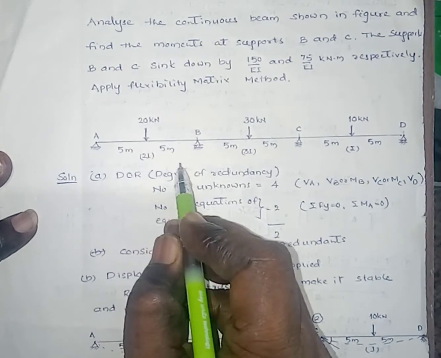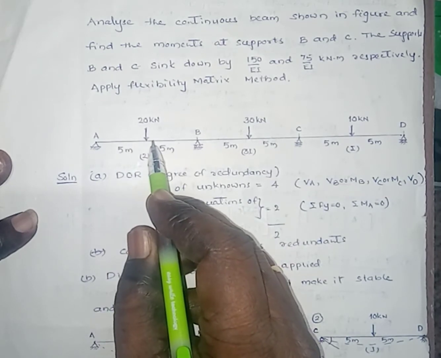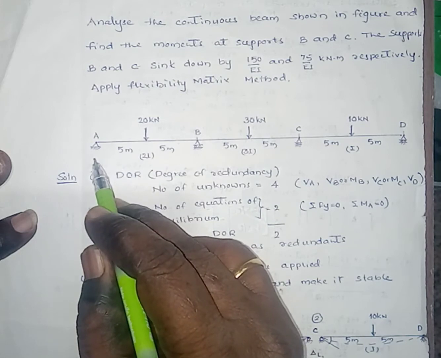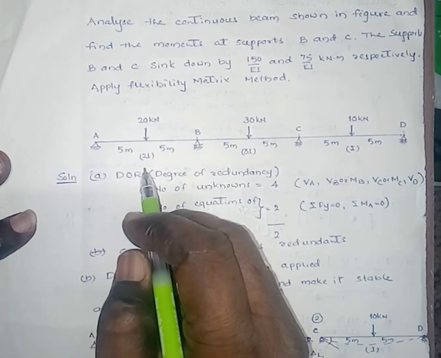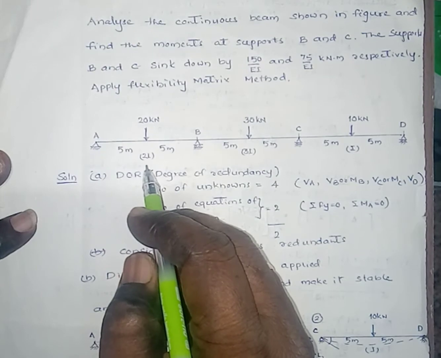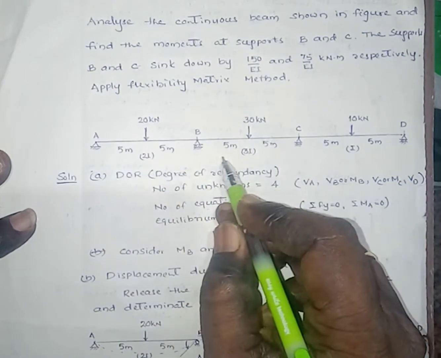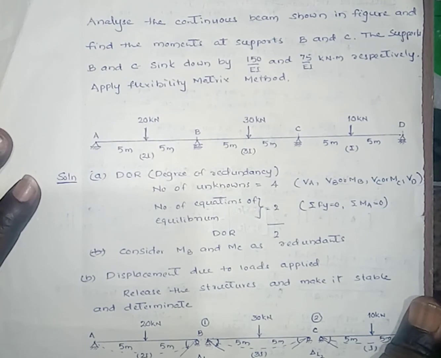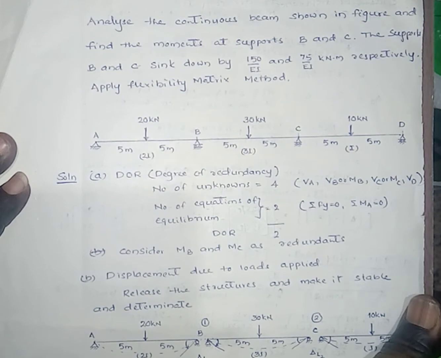Here, span AB is 10 meter and is subjected to a point load of 20 kilonewton at a distance of 5 meter from the hinged support A, with the moment of inertia for the span being 2I. Span BC is 10 meter with moment of inertia 3I, and is subjected to a point load of 30 kilonewton at a distance of 5 meter from either end.